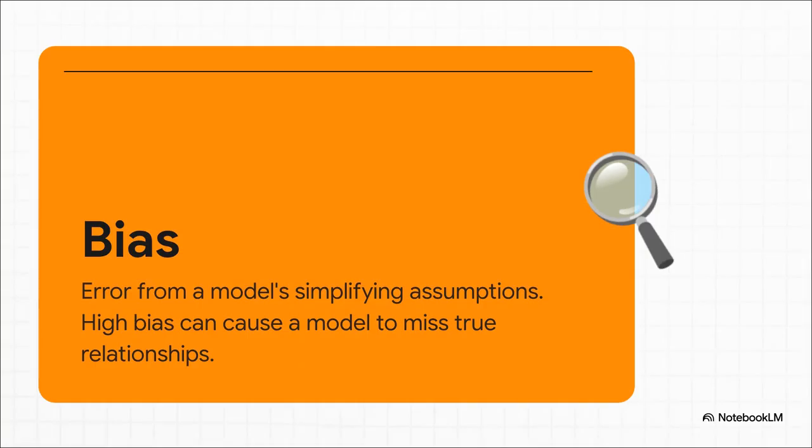The best way to think about bias is as your model's stubbornness. A model with high bias is just too simple. It makes these really strong, rigid assumptions, like trying to fit a perfectly straight line to a crazy, curvy pattern. It's just going to miss the point entirely. We also call this underfitting.